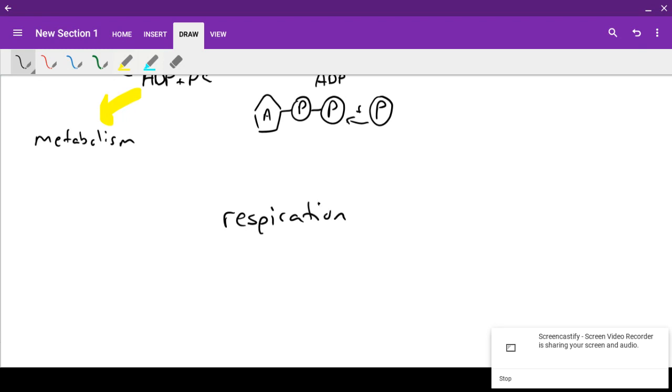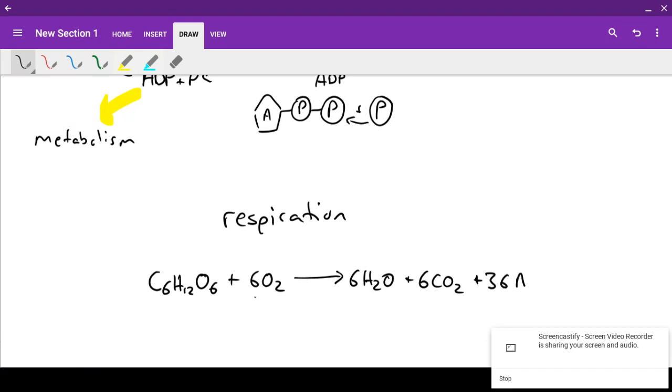Okay, so you start out with glucose plus oxygen, and that's converted into water, carbon dioxide, and if it's aerobic, in the presence of oxygen, like we said, you're going to get 36 ATP molecules from that.